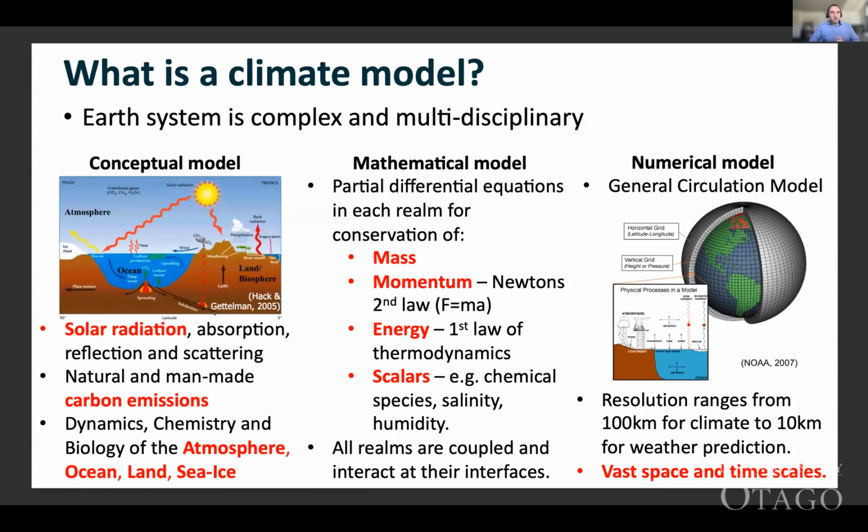So what is a climate model? The Earth system is very complex and multidisciplinary. Essentially, solar radiation comes in from the sun at the top of the atmosphere, and this radiation is scattered, absorbed, and reflected throughout the atmosphere and the ocean in various realms. Some of this heat is retained due to the greenhouse effect, and this greenhouse effect can be enhanced due to anthropogenic carbon emissions.